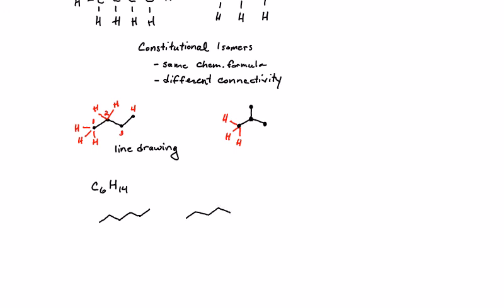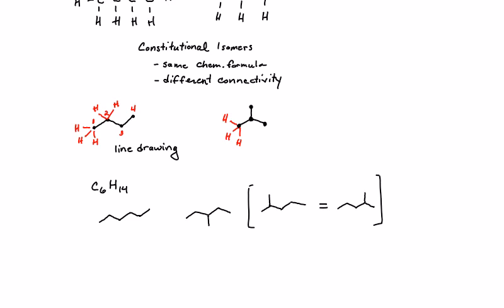Another possible isomer would be if I took off one of those carbons at the end and put it maybe right here in the middle. Now we have a branch, or I could have put it on the second carbon. Now, you might try to draw something like this and say that that's a different isomer. But remember, we're just looking at the molecule from one side here. These two are actually the same. So these are not 2 different isomers, they're just 2 different views of the same molecule.